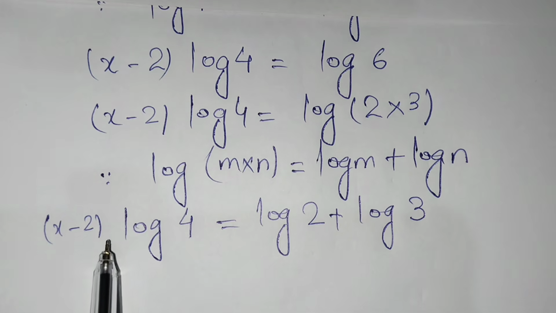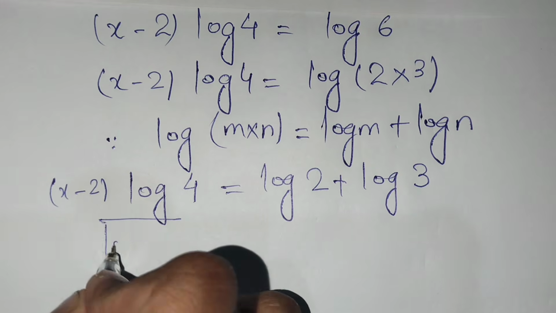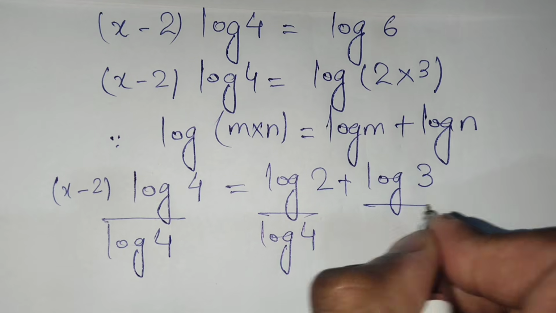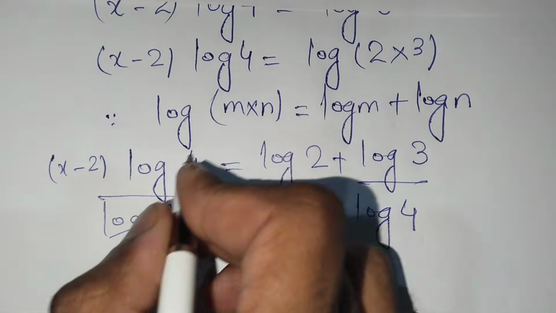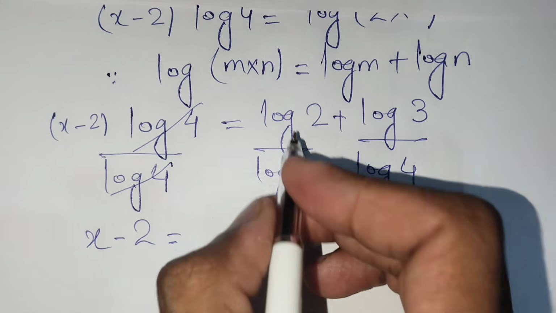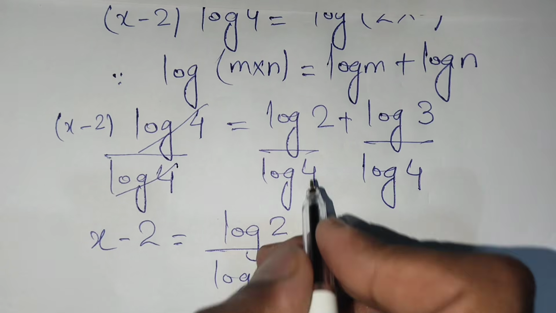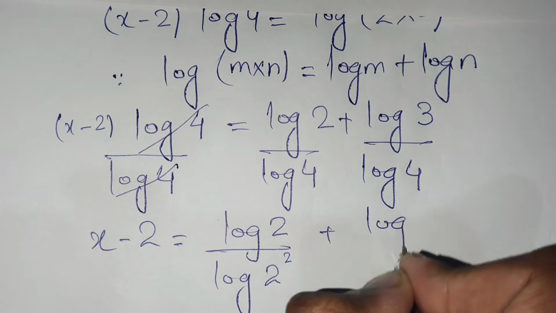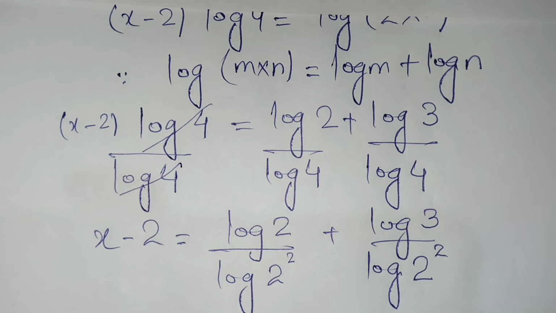Now this term is multiplying with x minus 2. We have to divide both sides of the equation by log of 4. Log 4 cancels with log 4. We have x minus 2 equals, this is log of 2 and this log of 4 can be written as 2 square, plus log of 3 over log of 4, which is 2 square.